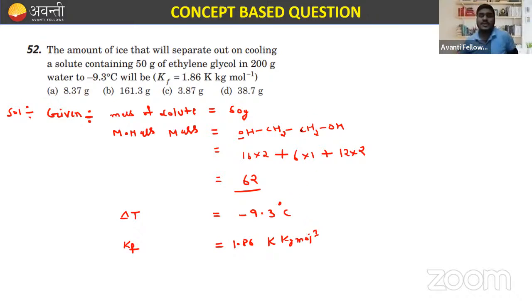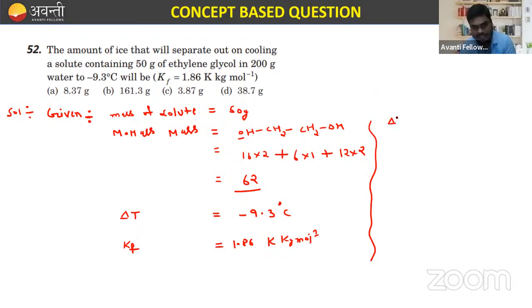Now, what does the question ask? The amount of ice that will separate out on cooling a solution containing 50 gram of ethylene glycol in 200 gram of water. So here the total water given is 200 gram. Now you have to calculate the ice separated, what amount of ice gets separated. So first of all, you need to calculate the mass of solvent.